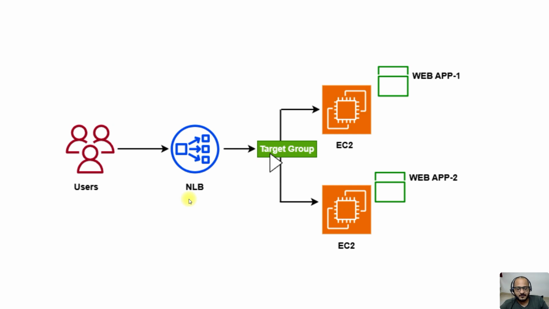So we will get to know that the network load balancer configuration we have done is working fine as soon as we receive a response from one of the EC2 instances. So let's move to a demo and then we will set up this particular scenario.